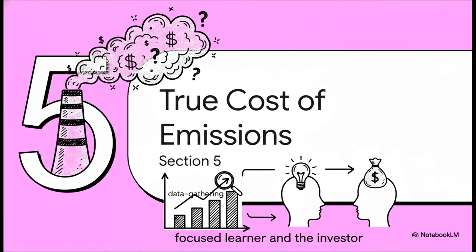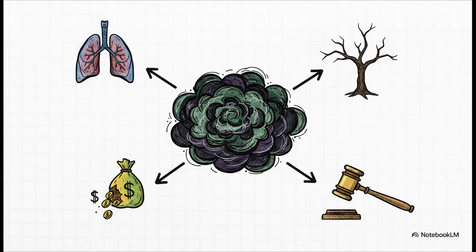Section 5. The true cost of emissions. So, let's tie all of this massive data gathering back together. Why does breaking down these metric tons actually matter to an investor? Well, we track the dirty 7 because they represent severe operational risks. These invisible gases lead to very visible, localized human health issues and environmental damage.